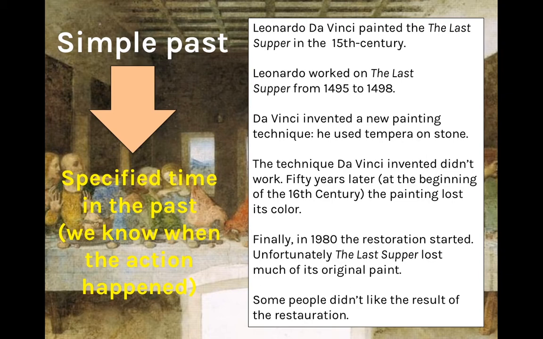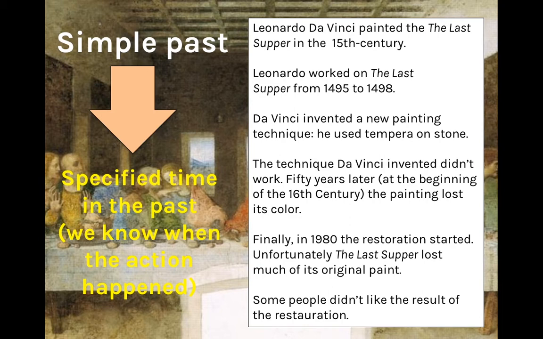Leonardo worked on the Last Supper from 1495 to 1498. We have a specific date in the past, so we use the simple past. The specified date in the past is 1495 to 1498. Leonardo worked on this painting for 3 years. Da Vinci invented a new painting technique. He used tempera on stone.